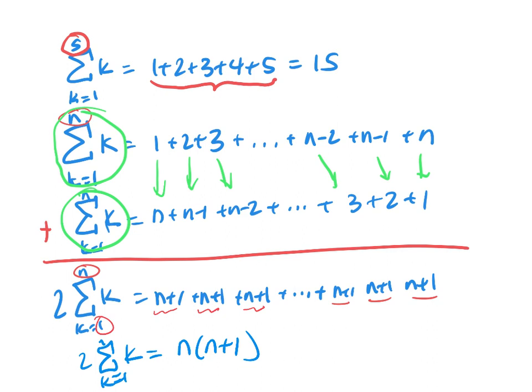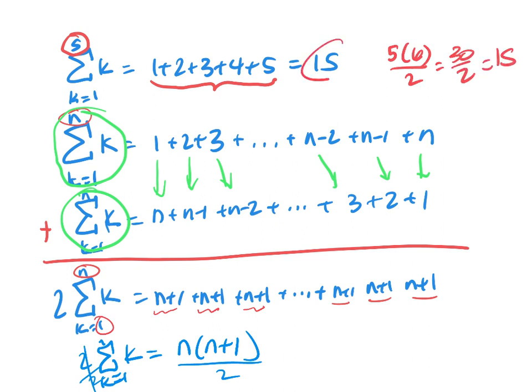And then if I want to solve for just one of the sigmas instead of both of them, that's what I originally wanted to do, all I have to do is divide by 2 to get that 2 out of the way. So I'm running out of space here, but I'm going to divide by 2, cancel that one out. And then what I've come up with is the formula for adding up the first n natural numbers is n times n plus 1 over 2. So let me show you that that works for these 5 numbers. The formula is n, which is 5, times n plus 1, which is 6, divided by 2. And that's 30 over 2, which is 15, which is exactly what we got there.